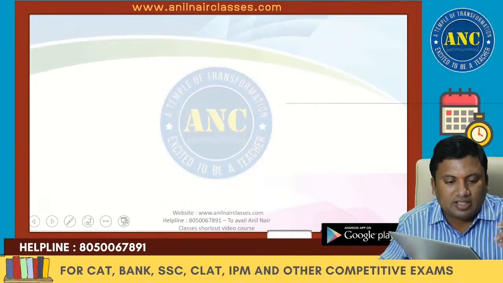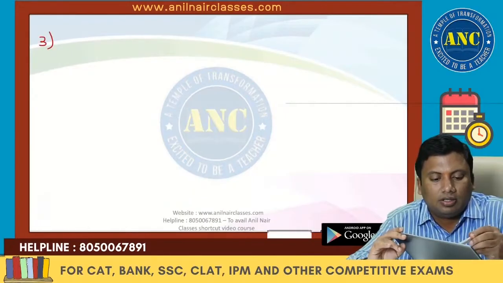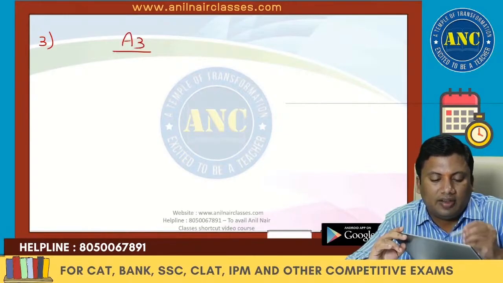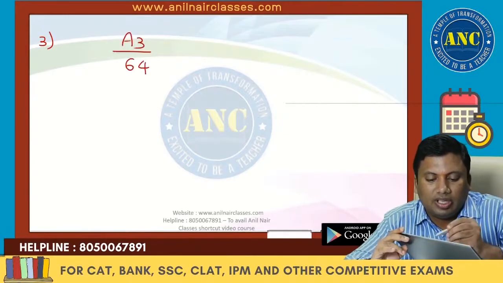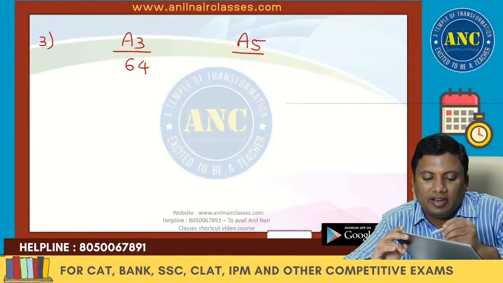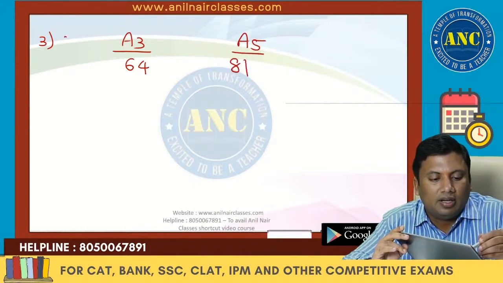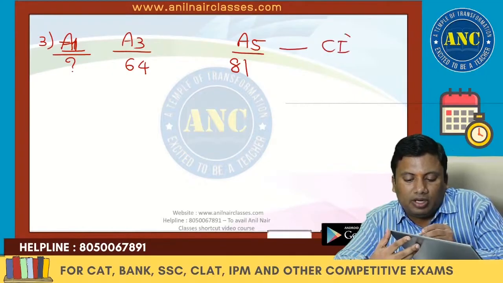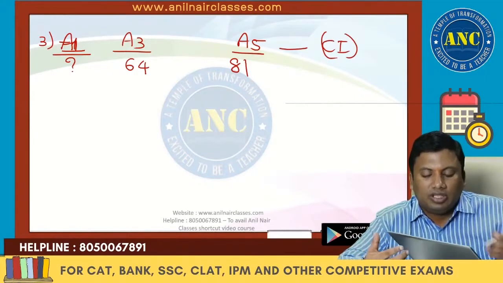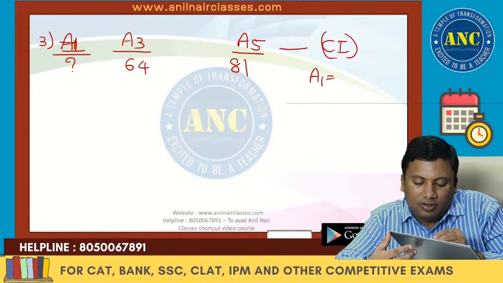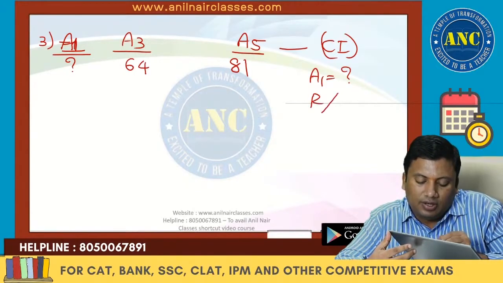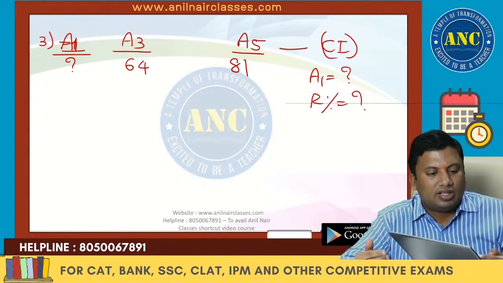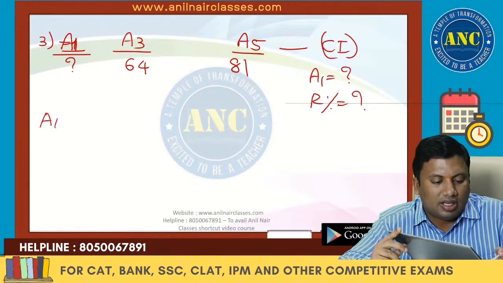Next one, please write down. Third one. A3 is given as 64. A5 is given as 81. A1 value, how much is it? This is in compound interest. A1 value, how much is it? We have to find out the amount after the first year. We have to find out R percentage.